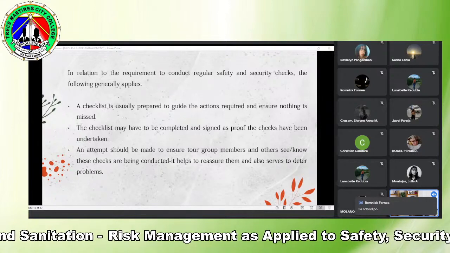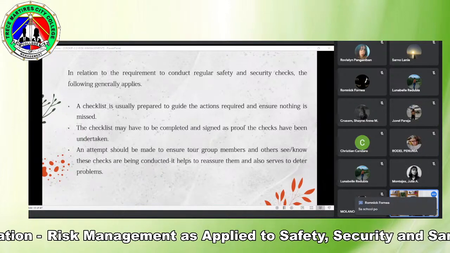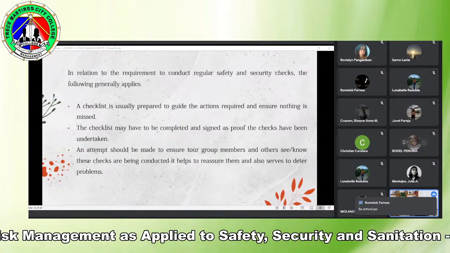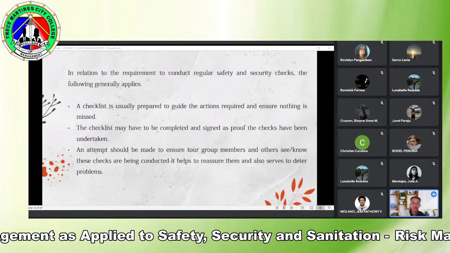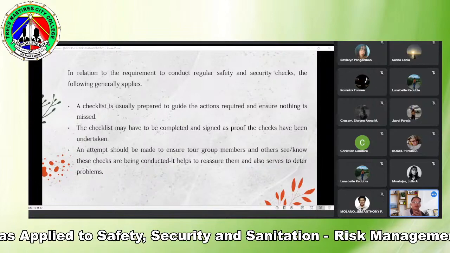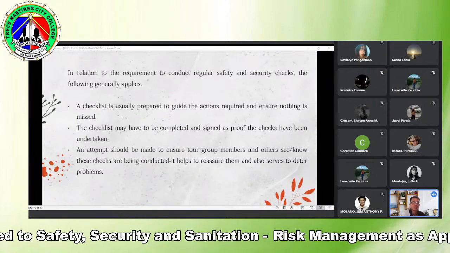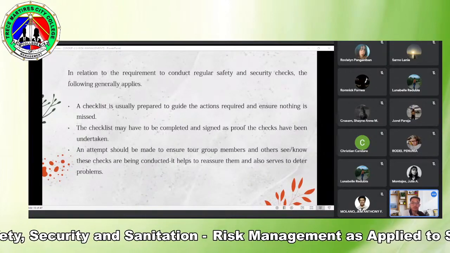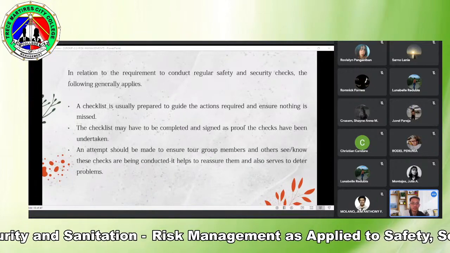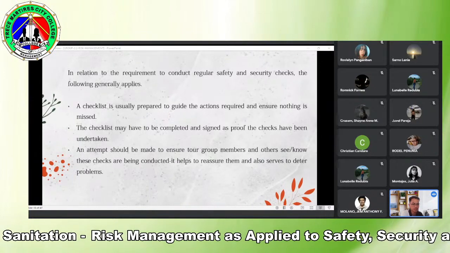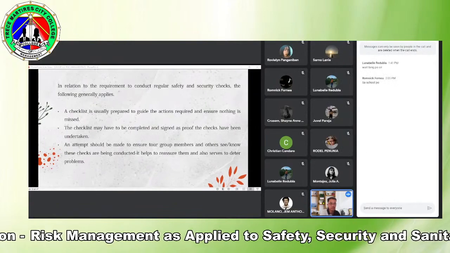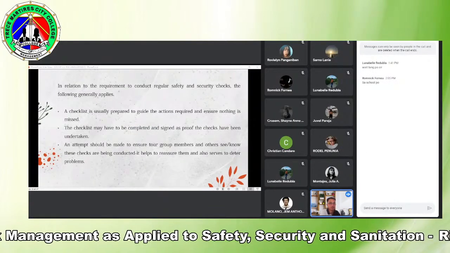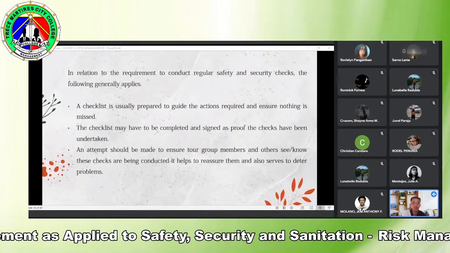Okay? So, prevention is better than cure. Hindi lang yan sa health. Okay? Sa mga safety and securities din. Sa schools, sino nag-comment? Si Fornea. Mr. Fornea. Okay? Sa schools din.